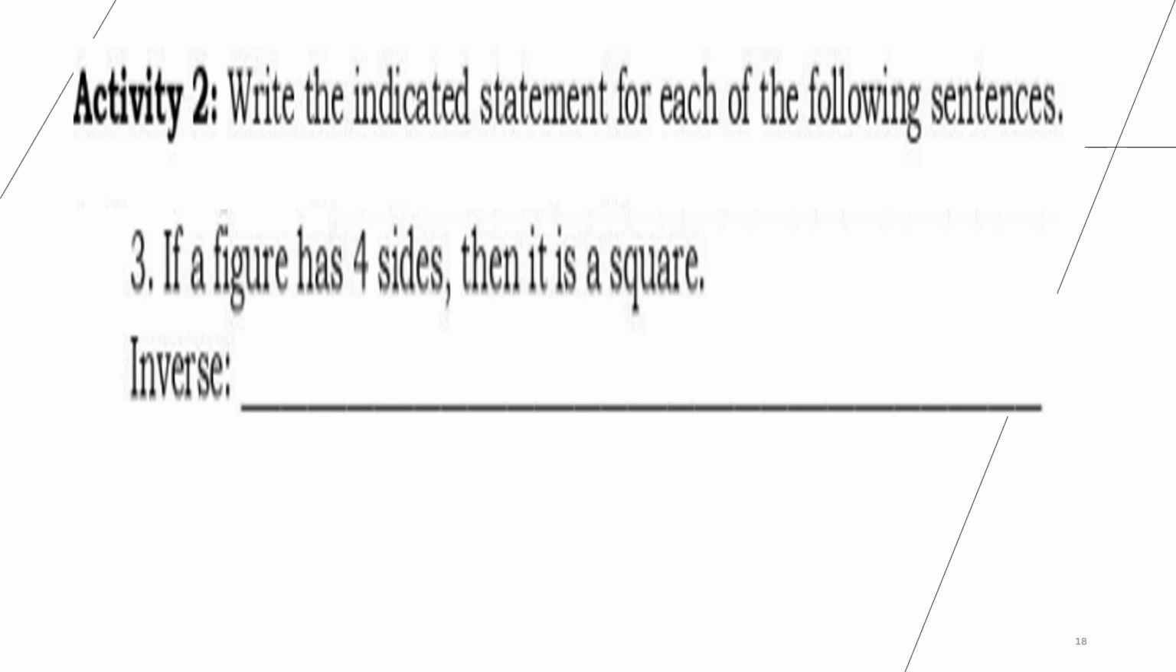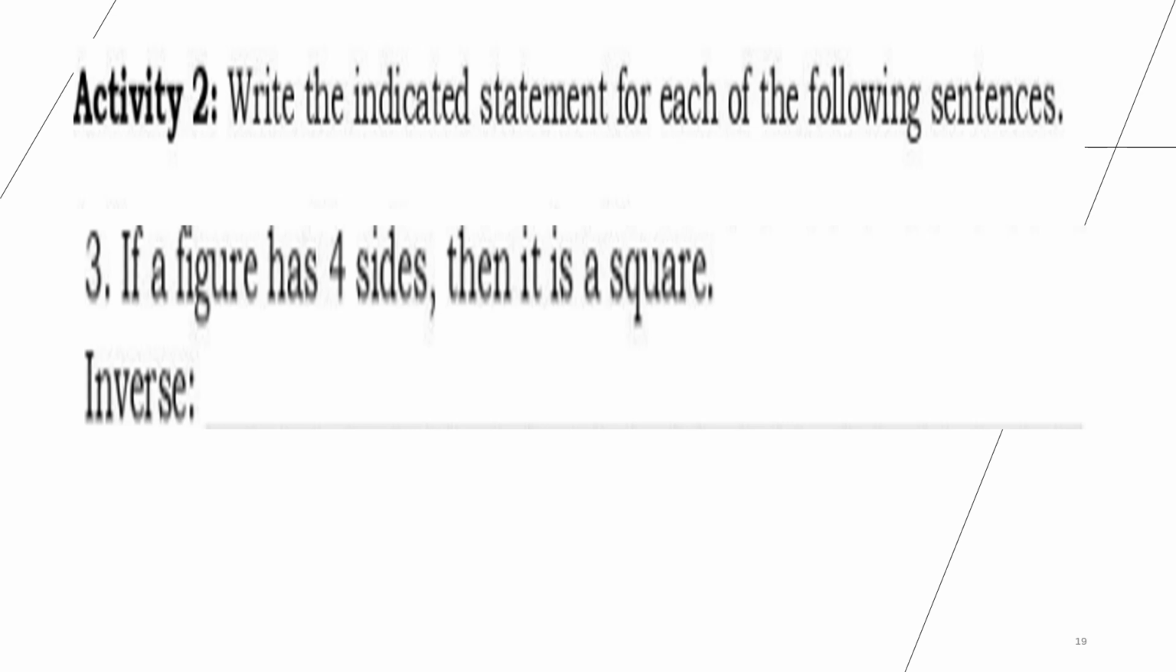Number three: if a figure has four sides, then it is a square. What will be your inverse? If a figure does not have four sides, then it is not a square. Okay, that's it. Let's see, page number 3. If a figure has four sides, then it is a square. So what will be your inverse? If a figure doesn't have four sides, then it is not a square.